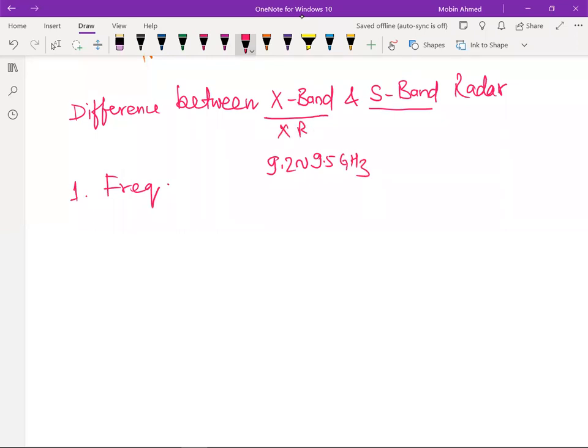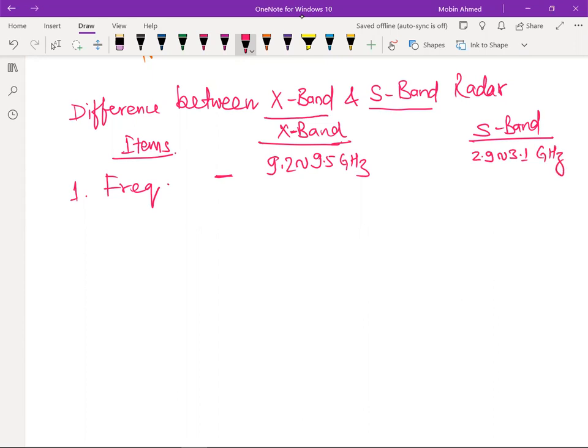Okay, that is the X band radar and this is the item. We are discussing X band and here we will be writing about the S band. Okay, X band and S band. So the frequency is going to be 9.2 to 9.5 gigahertz. S band is having 2.9 to 3.1 gigahertz. So just roughly remember 9 gigahertz and 3 gigahertz.